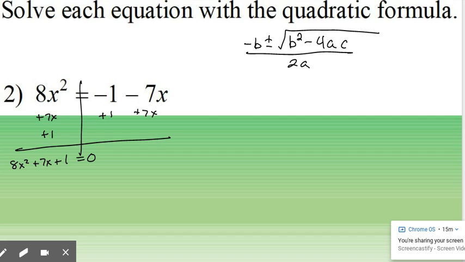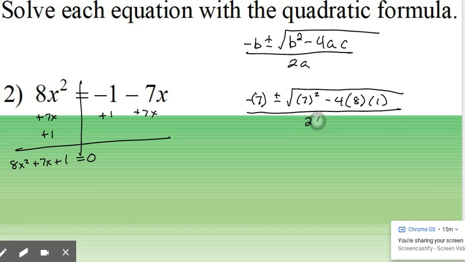Now, let's go ahead and plug things in. I have -7 plus or minus the square root of 7 squared minus 4 times a times c all over 2 times a. So 8. And I'm just filling in the numbers. Okay. Let's do the discriminant part.